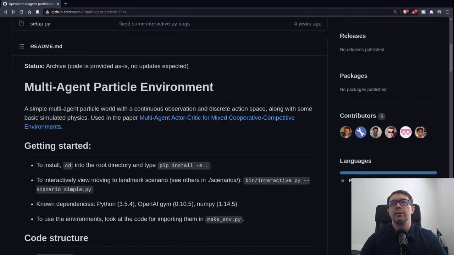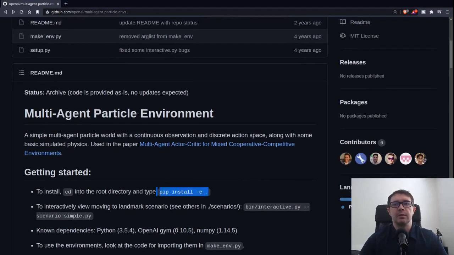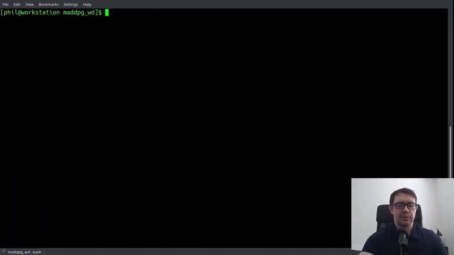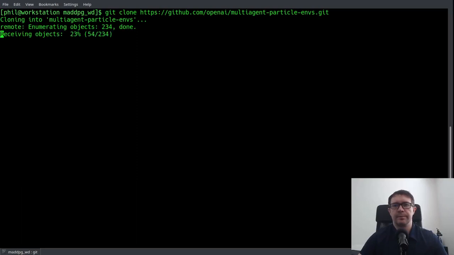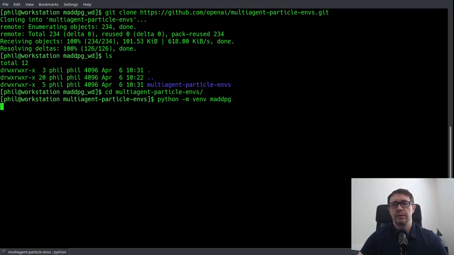So what we will do is a git clone. We will make our virtual environment, install our dependencies, and then do the pip install -e . to get the installation of this particular environment. And then we'll go ahead and start coding up our agents. Okay, so I've already copied out the URL. So we just do a git clone of that, and we can go ahead and cd into that, and then do python -m venv, I don't know, maddpg, something like that, and that should create our virtual environment.